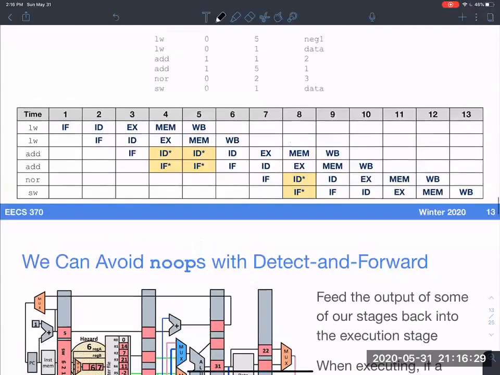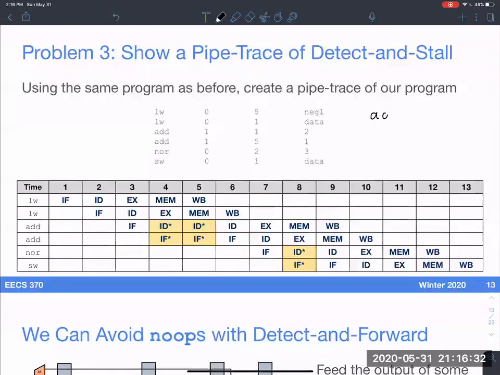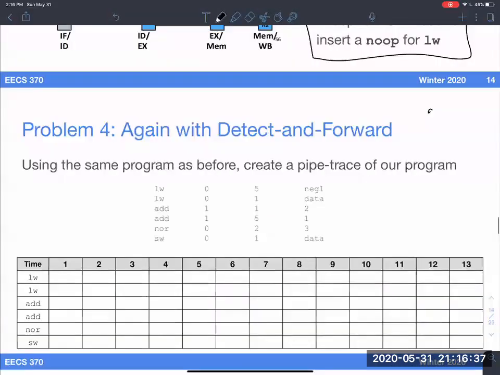Let's say we have the instruction add 1 1 2, and immediately after we have nor 2 4 6. We can see that there is a data dependency, right? But with detect and forward, we know that after the execute stage for add, register 1 plus register 1 has already been computed and is in the ALU results. So we can just forward that ALU result to the NOR where it's needed, because we know that NOR has a dependency on register 2.